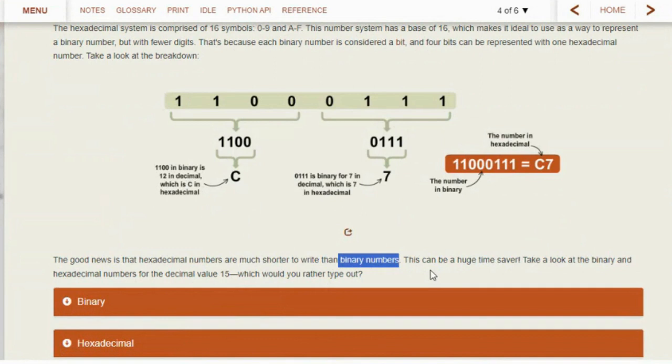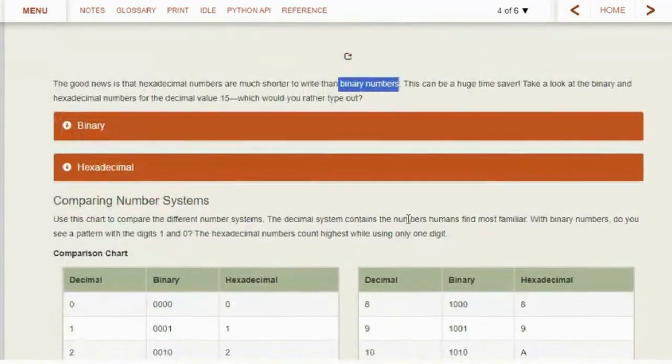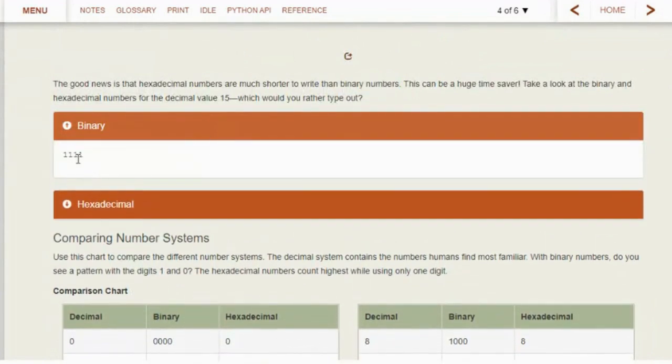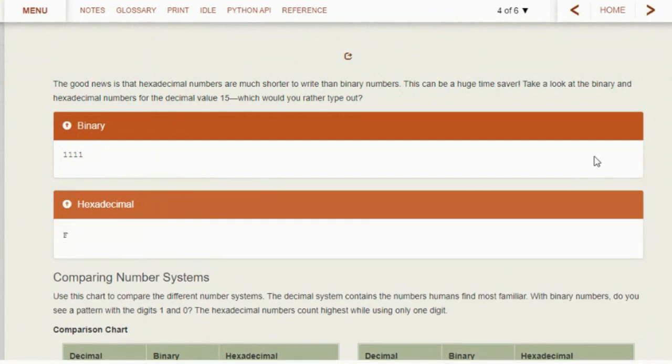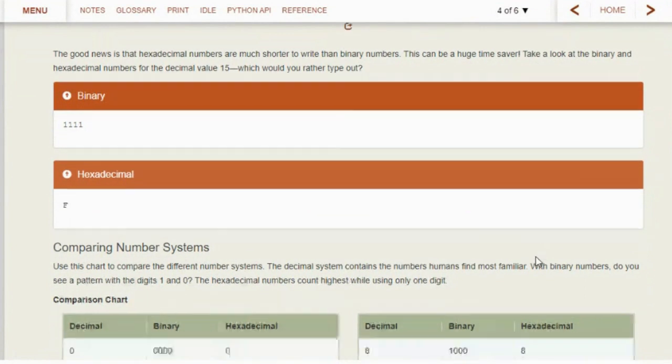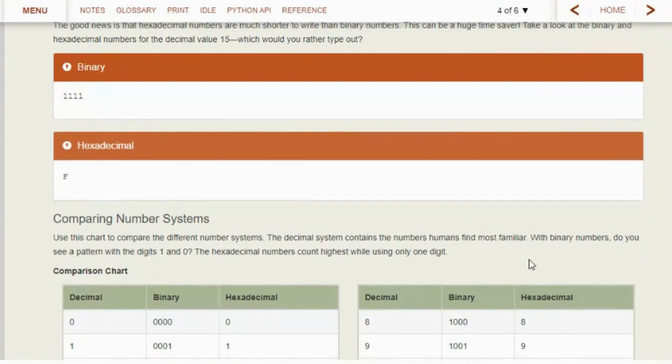time saver. Let's take a look at the binary and hexadecimal numbers for 15. Which would you rather type out? If you're writing in binary, it's 1111. In hexadecimal, it's F, because that's the biggest number in hexadecimal. That would be 0 to 15 is the span. Just like in decimal, when you get to base 10, it's 0 to 9. 10 is actually the next level.